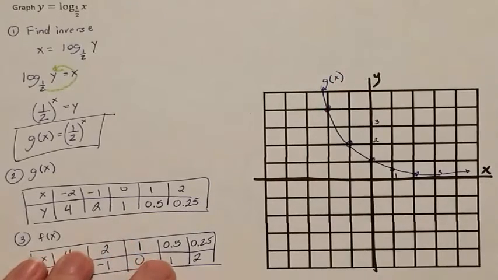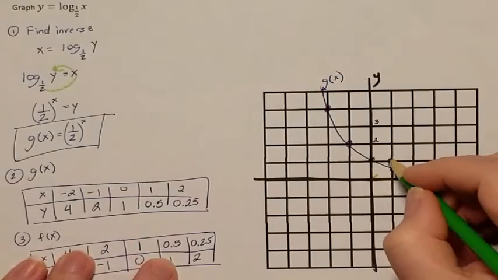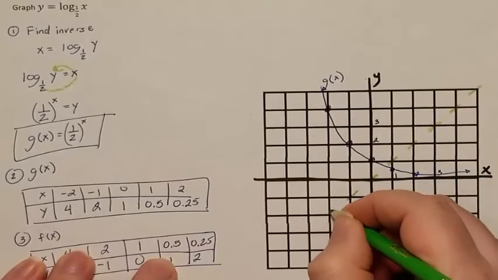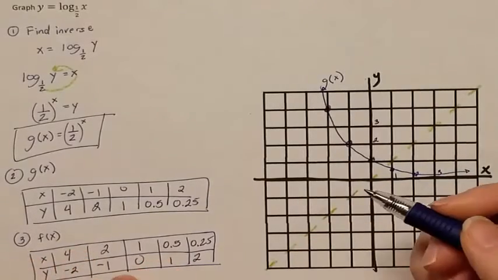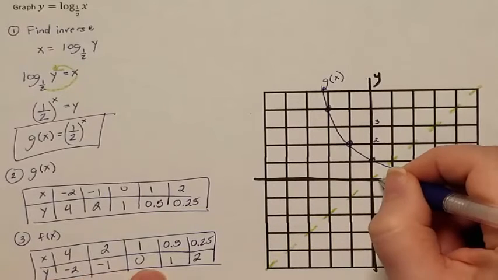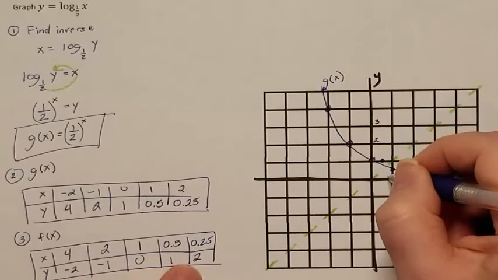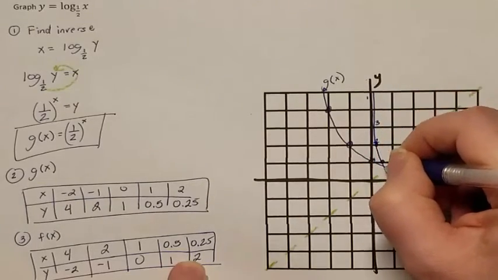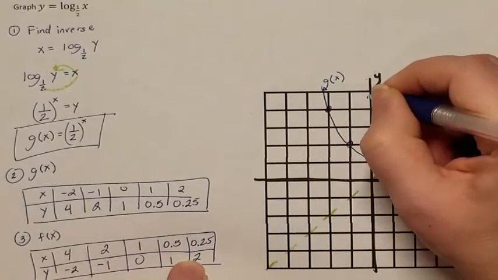Now I need to graph f. If f is truly the inverse, then they should reflect across this dashed line right here. So graphing f. So here is my f of x graph.